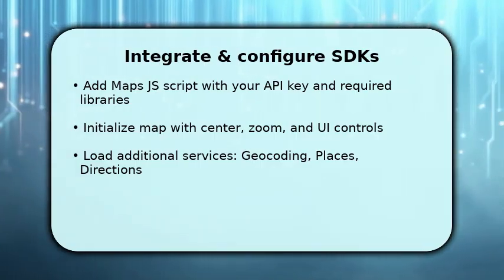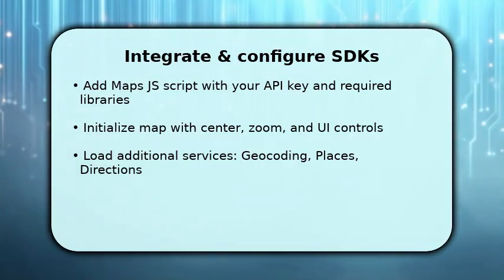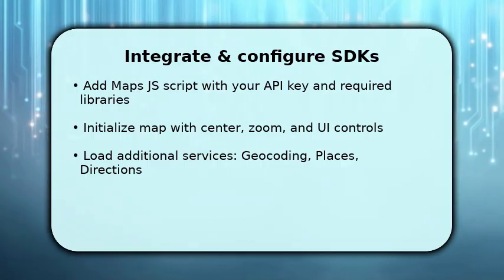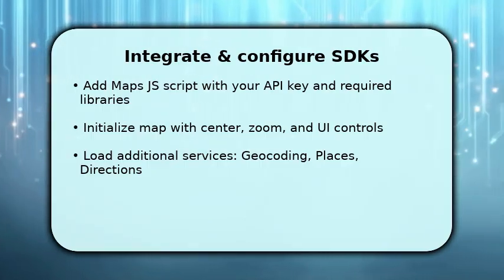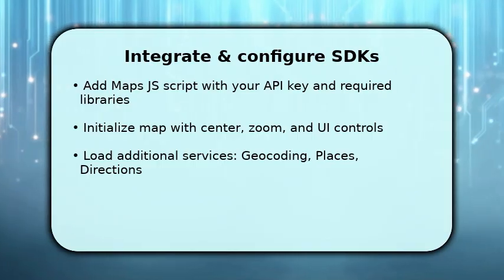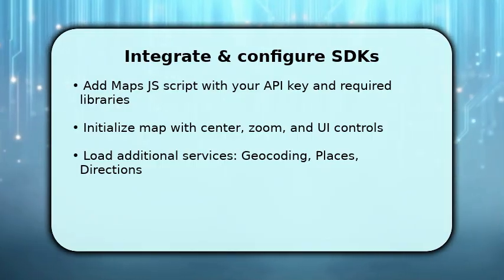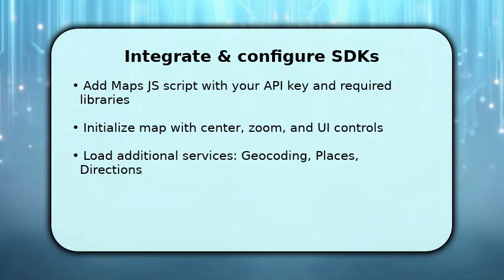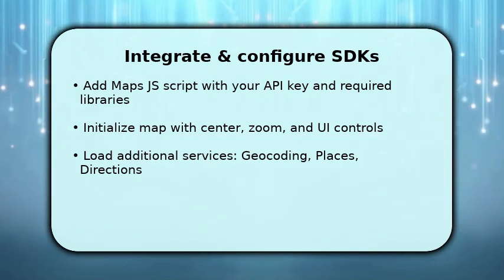Next, wire up services like geocoding for address lookup, places for autocomplete, and directions for routing. By configuring these modules together, you enable rich interactions. Make sure callbacks and promise handling are correct to avoid race conditions.